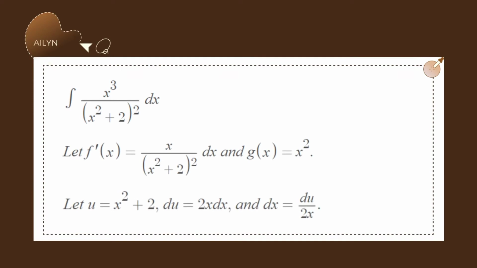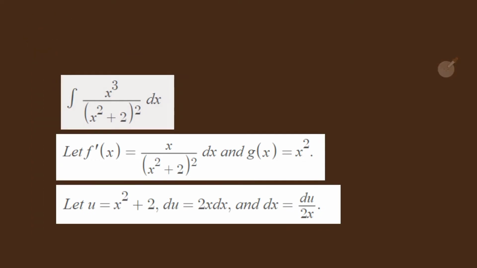First, let the first derivative of f of x equal x over the square root of x squared plus 2 dx and g of x equal x squared. So to compute f, we need to integrate x over the square root of x squared plus 2. And we can do that using the substitution by letting u equal x squared plus 2, du or the derivative of u equals 2x dx, and so dx equals du over 2x.